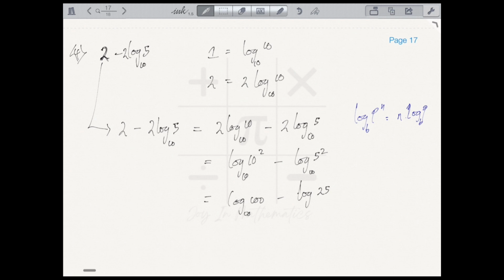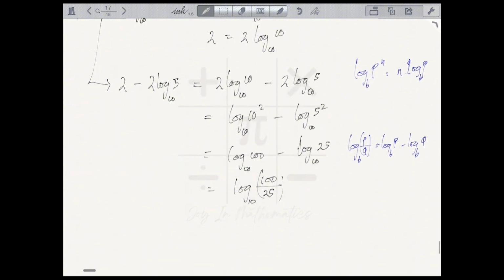Let's rewrite that. And here we can apply our subtraction law that says log p over q to base b is equal to log p to base b minus log q to base b. So if you continue in that order, we have log 100 divided by 25 all to base what? To base 10. Now this will give us log 4, because 100 divided by 25 is 4, to base 10. So this brings the solution to 2 minus 2 log 5 to base 10.